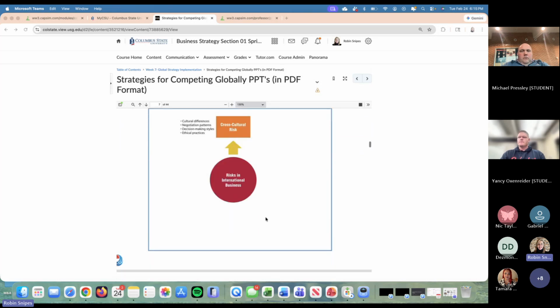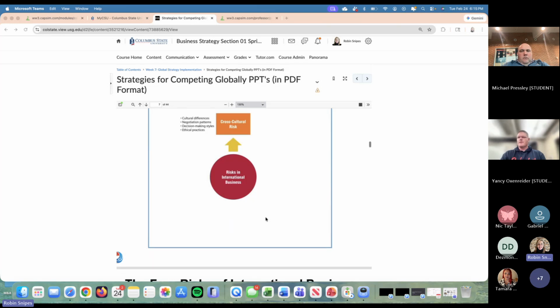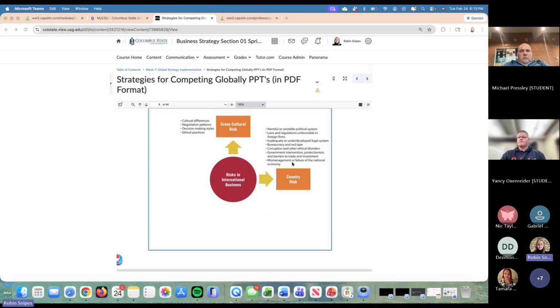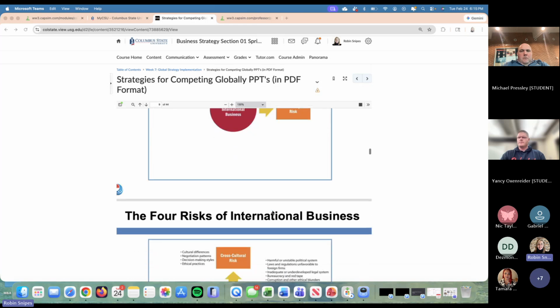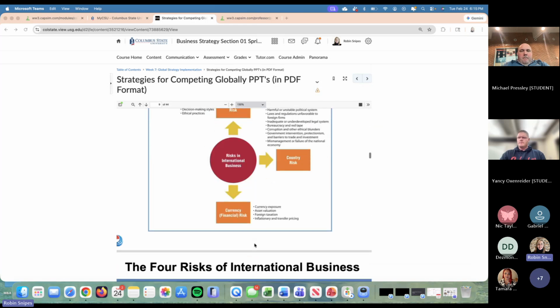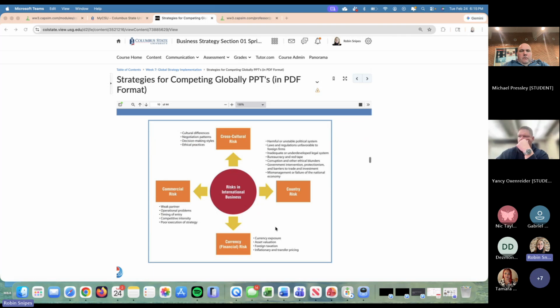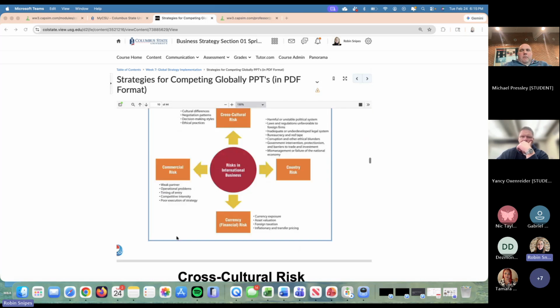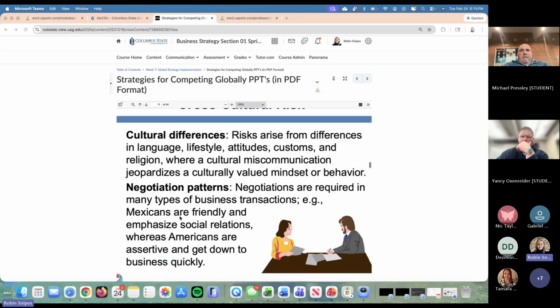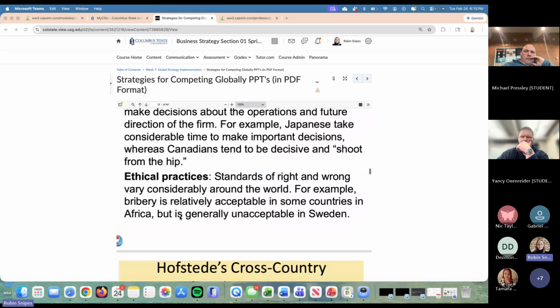cross-cultural risk, which mainly has to do with cultural differences and work style, negotiating differences; country risk, which has to do with the stability of the country you are moving into or entering; currency risk, which would be the risk of currency fluctuations and taxation; and commercial risk, which has to do with the competitive environment being so different from your current competitive environment. It may include, if you're entering a foreign country through a partnership, the strength of your partner as well.